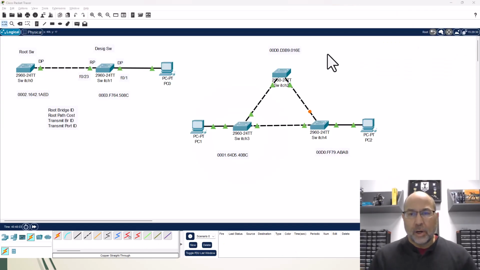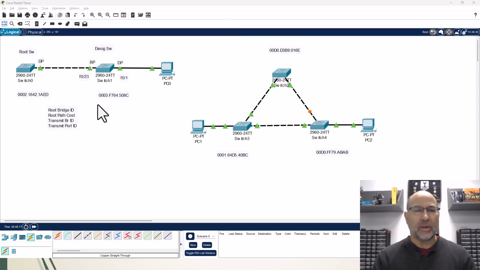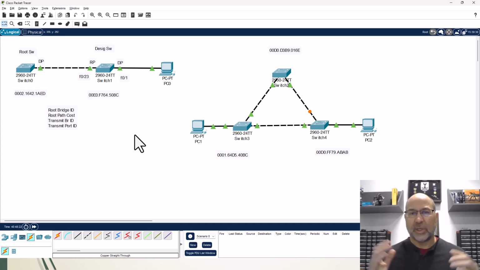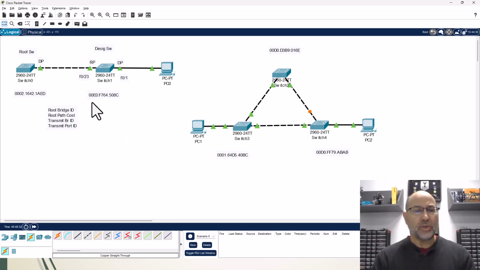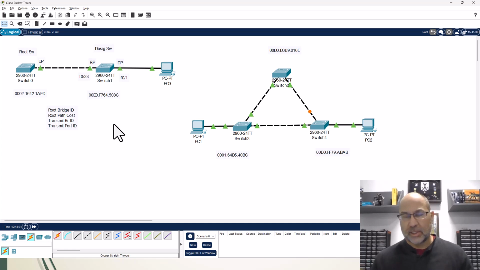So here we are in the first of our two topologies that we're going to look at today. And what I've done is added the MAC addresses of the switch. Yes, switches have MAC addresses. Every port on a switch has a MAC address, and the switch itself has a MAC address. Now, these are the two MAC addresses, but we just got done saying that bridge ID is a combination of the bridge priority plus the bridge MAC address.